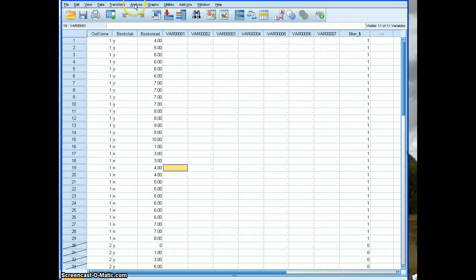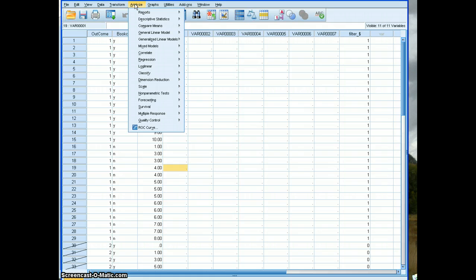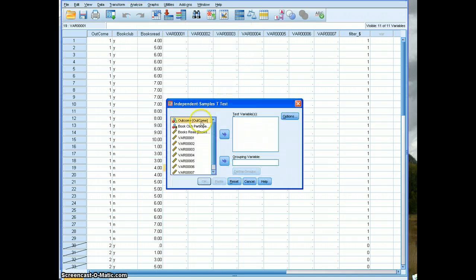And I want to run a test. I want to analyze this, and I'm going to compare the means. I'm going to deal with 2 independent tests. They're not paired together because it's not a pre-test, post-test. These are independent. And I want to group them based upon whether they're in the book club or not in the book club. That's called a grouping variable. So move that there. And I want to know if there's a difference in the number of books they read.